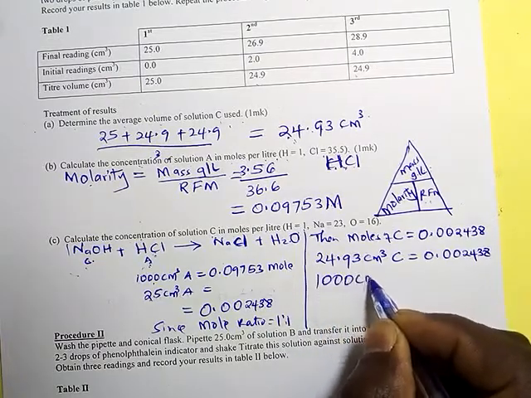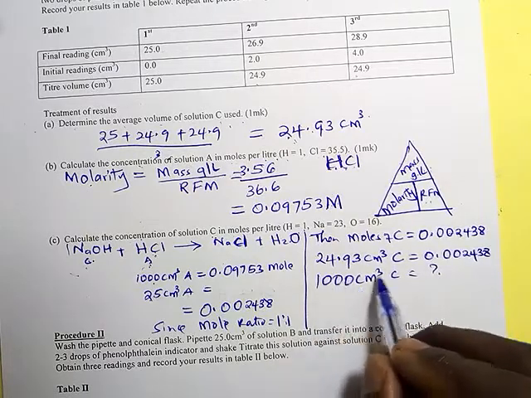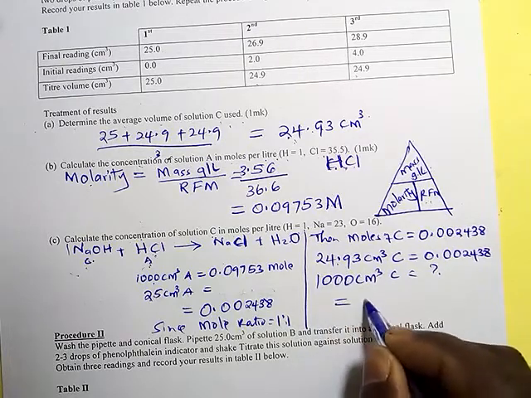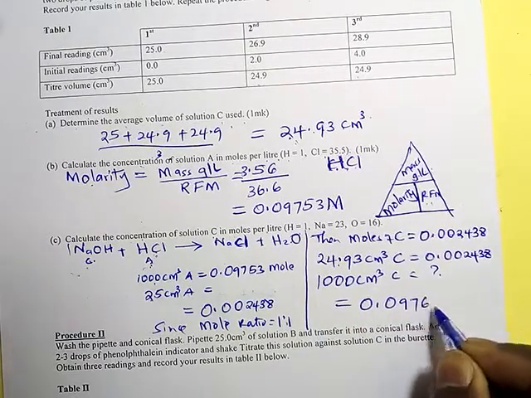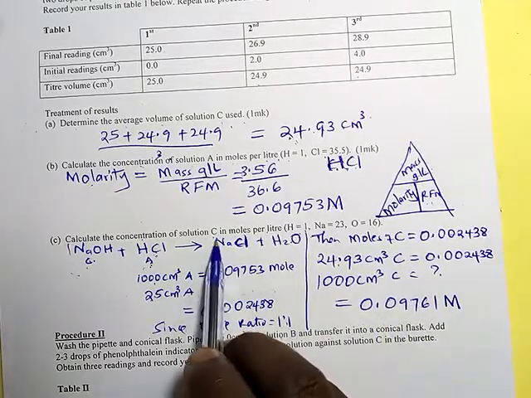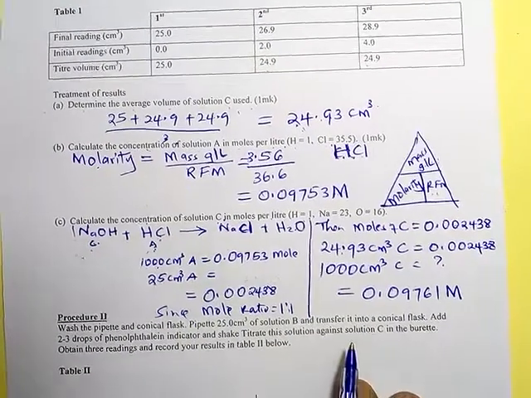1,000 centimeters cubed of solution C will contain what? So it is 1,000 times this number of moles divided by this. That one will give you 0.09761 capital M. That is the molarity of solution C. Let us go to procedure 2.